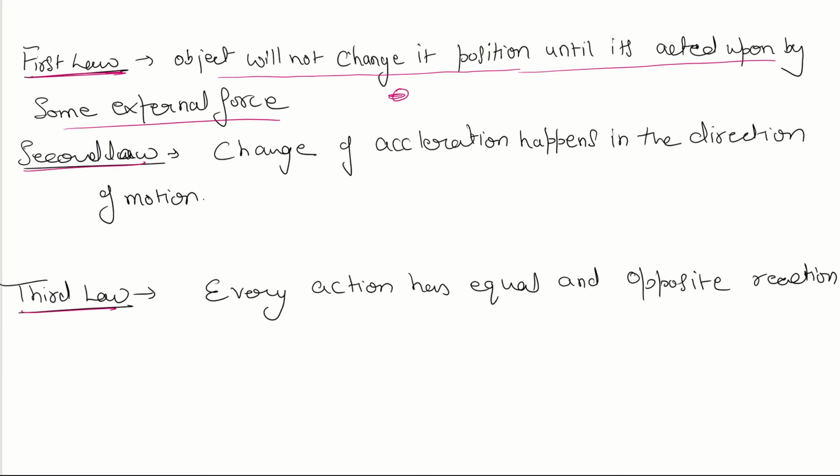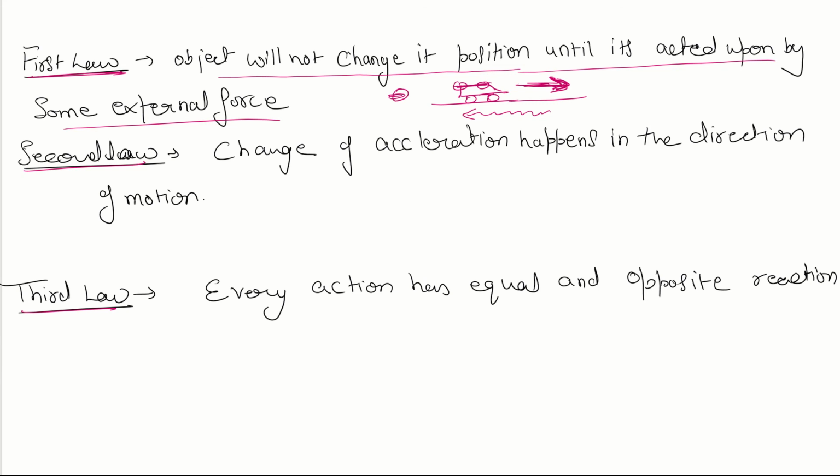So if there is a car, these are the circles I should have drawn here. If the car is moving in the forward direction, it will keep on moving in the forward direction until or unless it is acted upon by some external force. So assume this is a toy car. This will keep on moving in the forward direction until or unless it is acted upon by any external force.